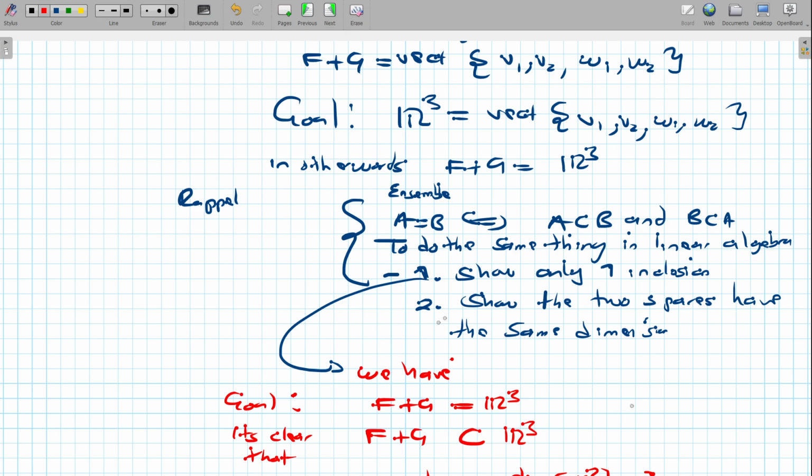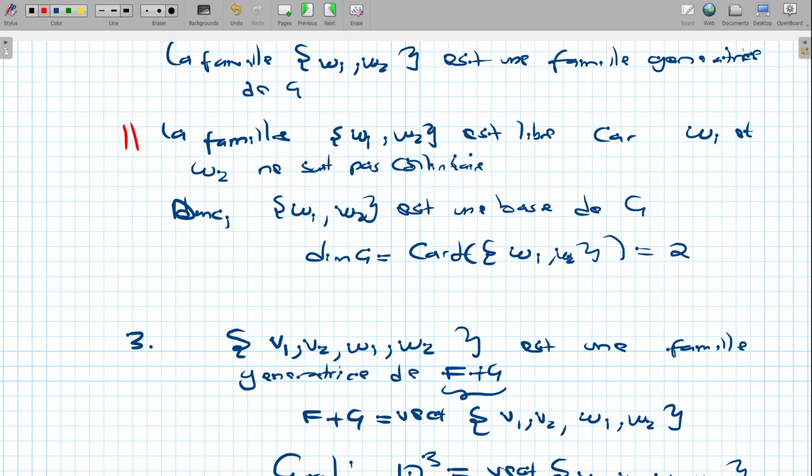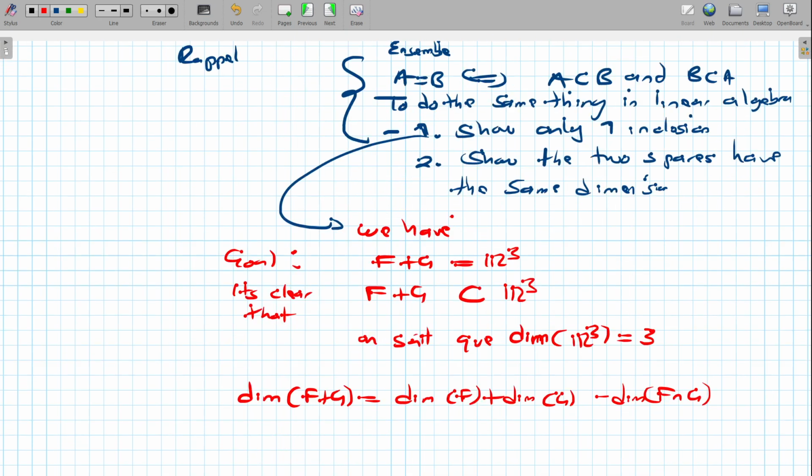Okay? So this is going to be equivalent to performing this operation that I've written here. A is equal to B is equivalent to saying that A is a subset of B and that B is a subset of A. Okay? So it's clear that the espace F plus G is included in R3 because if you look at all these vectors, V1, V2, W1, W2, they all have three components. So a priori, they are elements of R3. So we can see that F plus G is going to be included in what? In R3. How about the second point where we have to show that the two spaces have the same dimension?